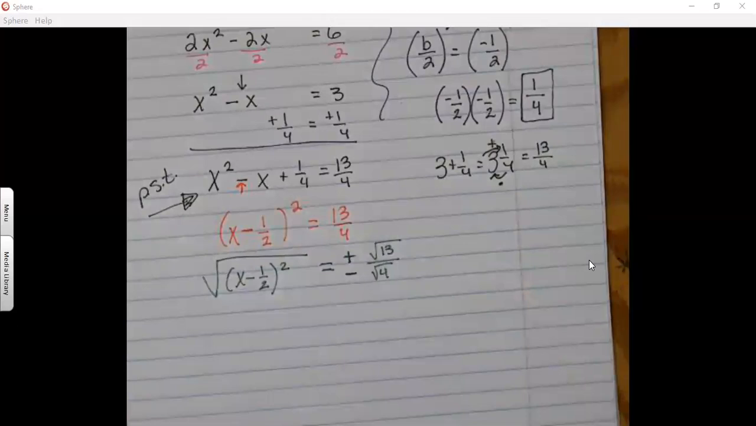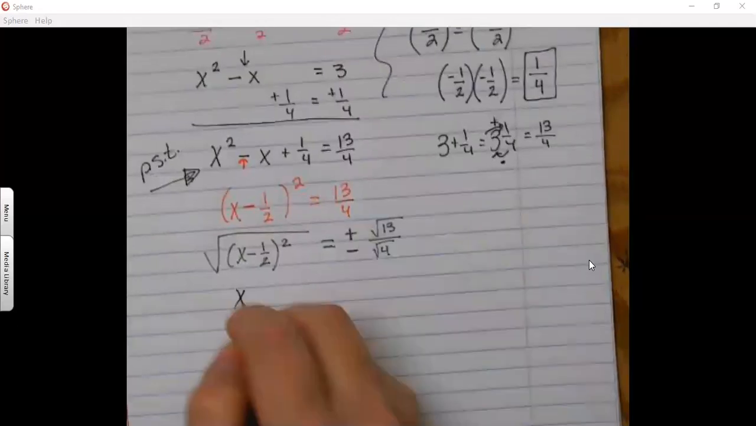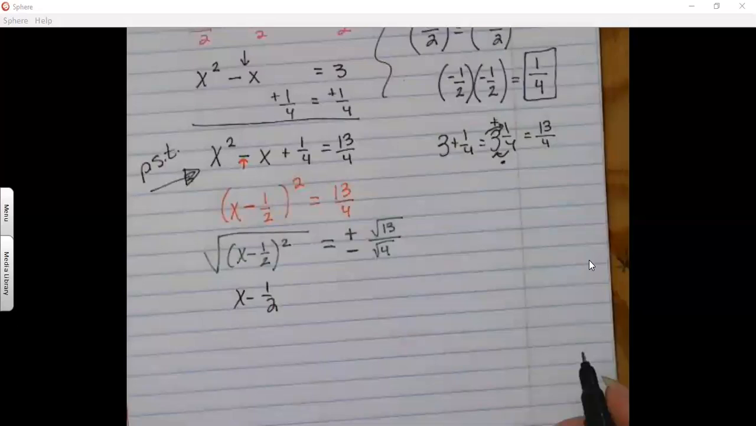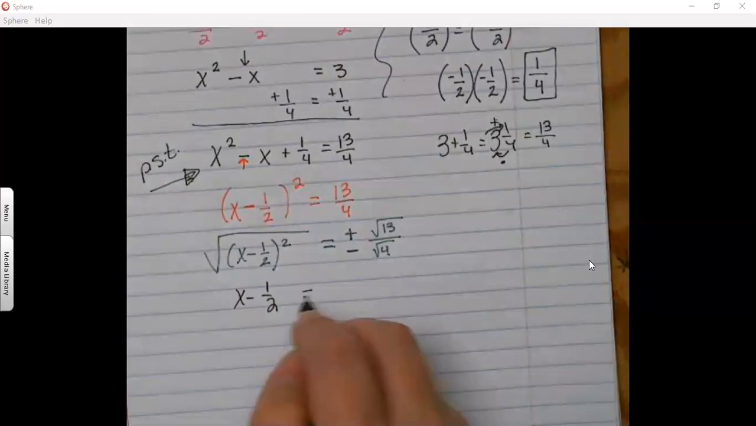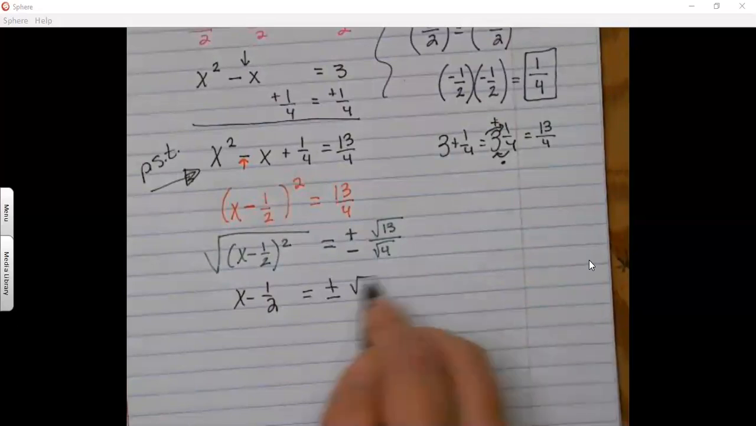What is the square root of x minus 1/2 quantity squared? X minus 1/2. Only thing that happens is they're inverse operations. Your radical sign disappears and your exponent disappears. Equals positive or negative. Look at your numerator. Square root of 13. Is 13 a perfect square? No. Does it have any perfect square factors besides 1? No. So I can't simplify the numerator, so it will stay square root of 13.